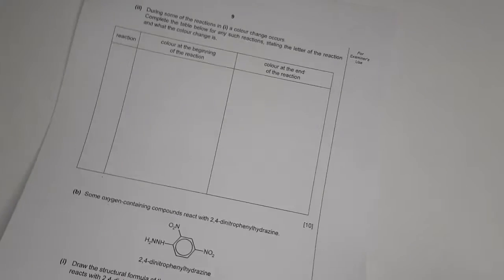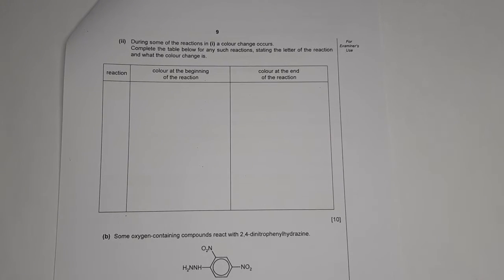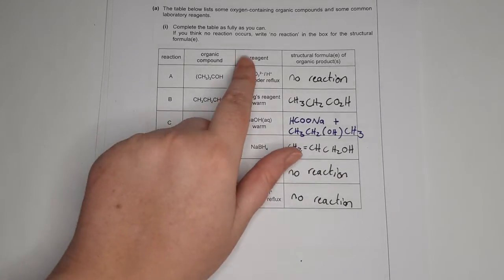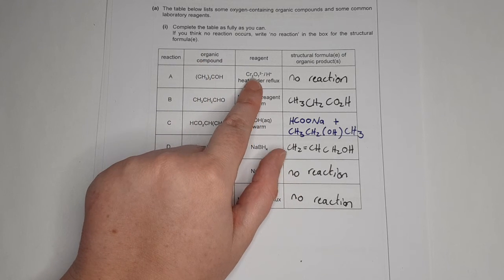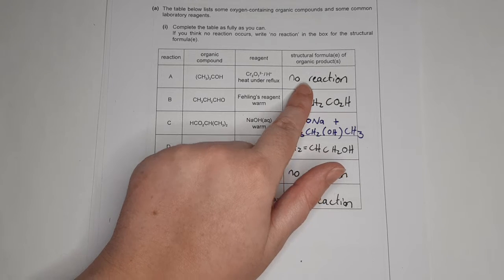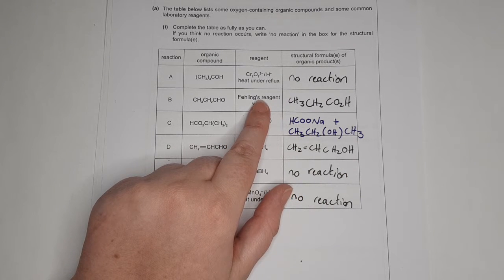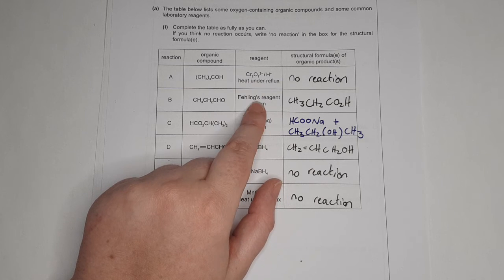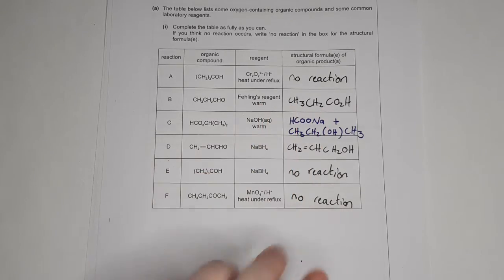If we move on to the next one from there, it says during some of the reactions on the previous question, color changes occur. And you need to complete the table below for any such reactions, stating the letter of the reaction and the color change. So, if we look at what we had, our dichromate has a color of orange, but that had no reaction, so that can't be there. The Fehling's reagent we know has a color, and it starts off blue, and if it reacts with an aldehyde, it goes reddish orange, and it did react, so that's one we can write.